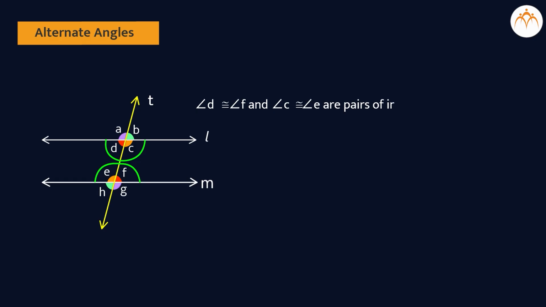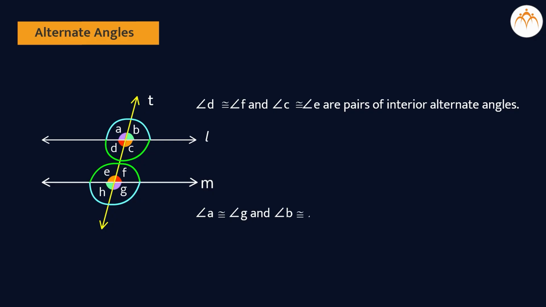These are the pairs of interior alternate angles, that is, angles at the inner side of the parallel lines. Angle A is congruent to angle G and angle B is congruent to angle H, and these are pairs of exterior alternate angles, that is, angles at the outer side of the parallel lines.